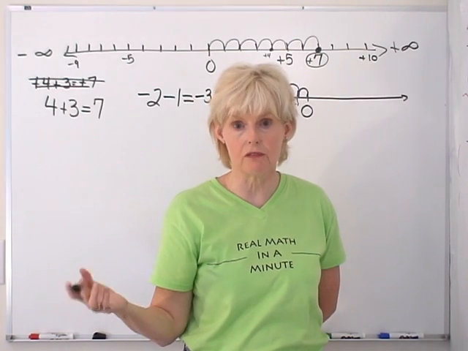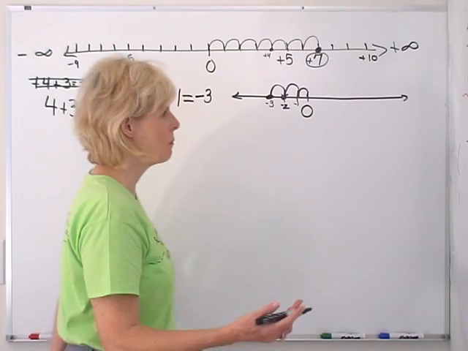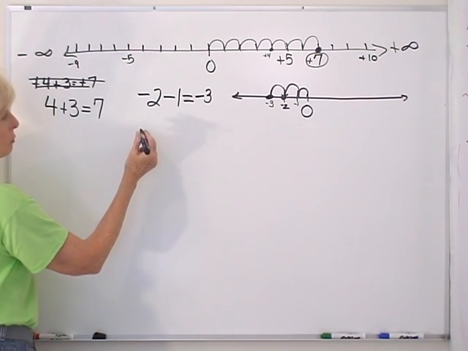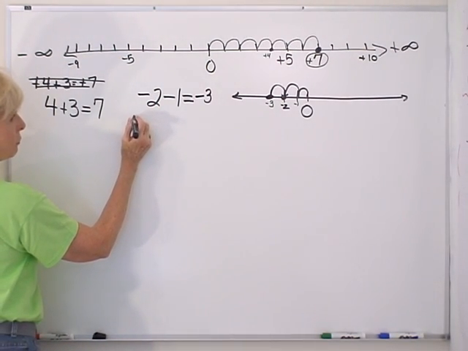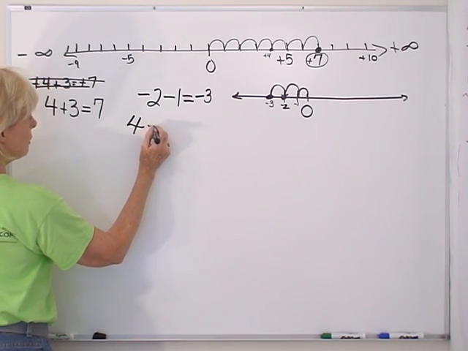Easy. Just draw a number line for every single problem, and you can figure them out that way. So let's do another one. Let's say we've got 4 and negative 2.